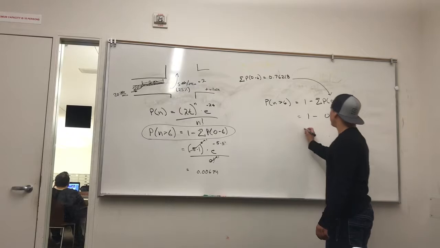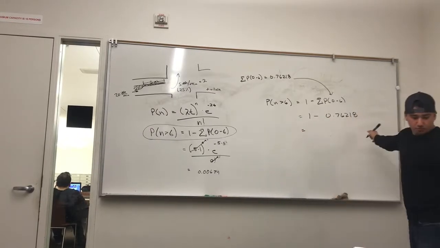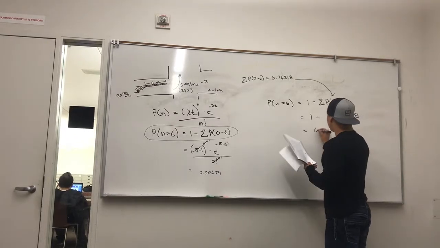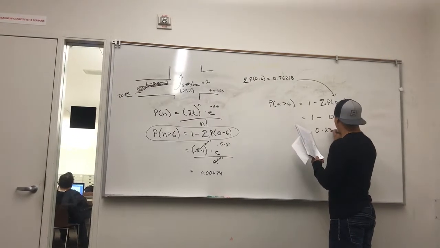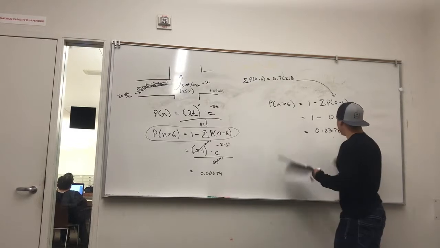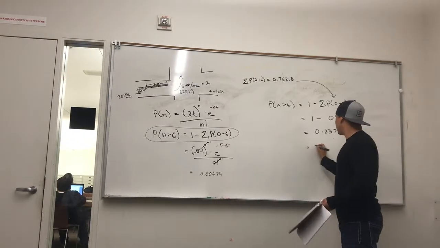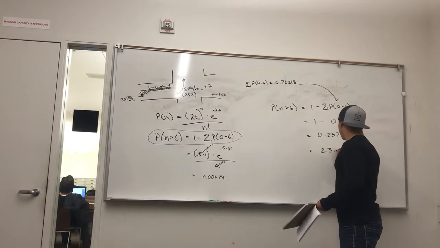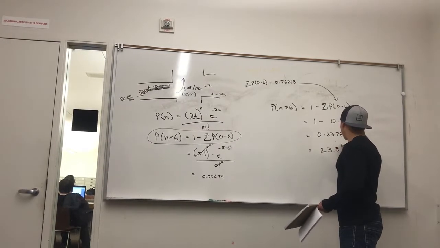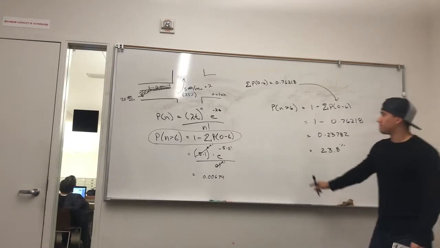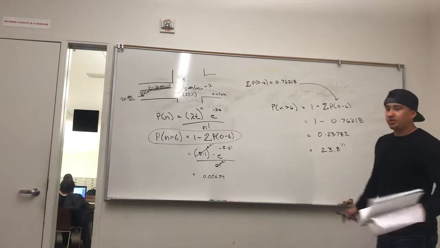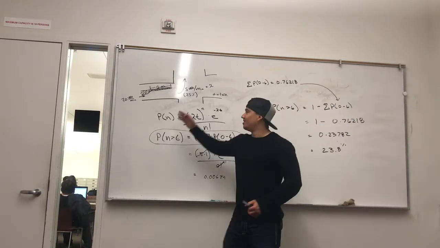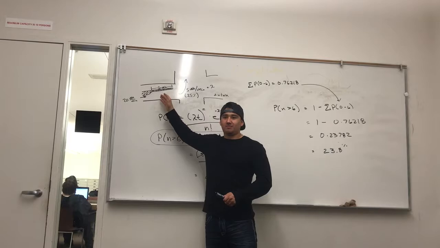So we plug back into here, equal 1 minus 0.76218, and this will give you 0.23782, which is equivalent to roughly 23.8%. So here, 23.8% of the time, there will be spillback on the left turning lane.